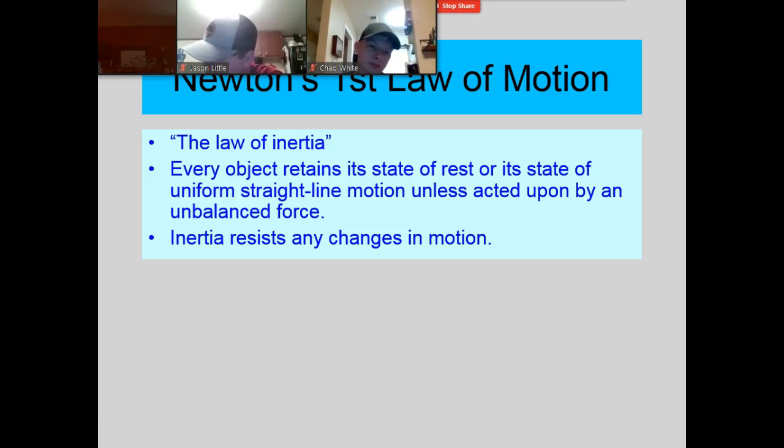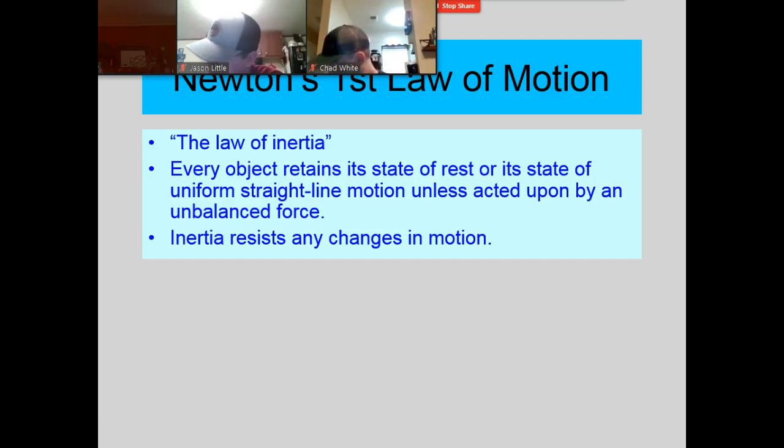Often called the law of inertia, first law of motion. Every object retains its state of rest or its state of motion, uniform straight line motion, unless it's acted on by an unbalanced force. I've basically almost been saying that for much of the earlier part of this chapter. That's Newton's first law, the law of inertia, okay?